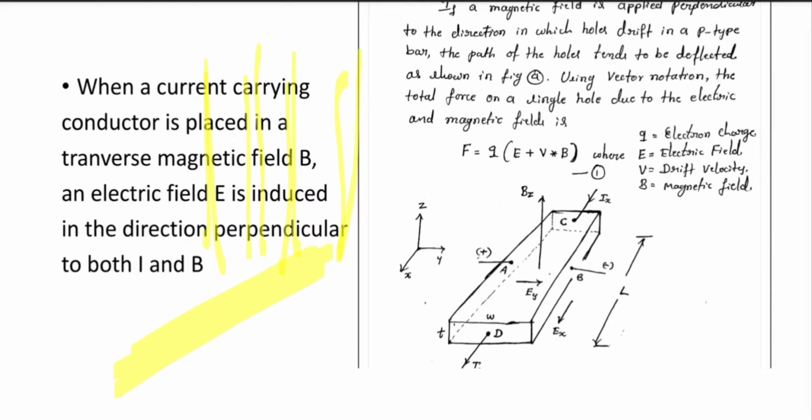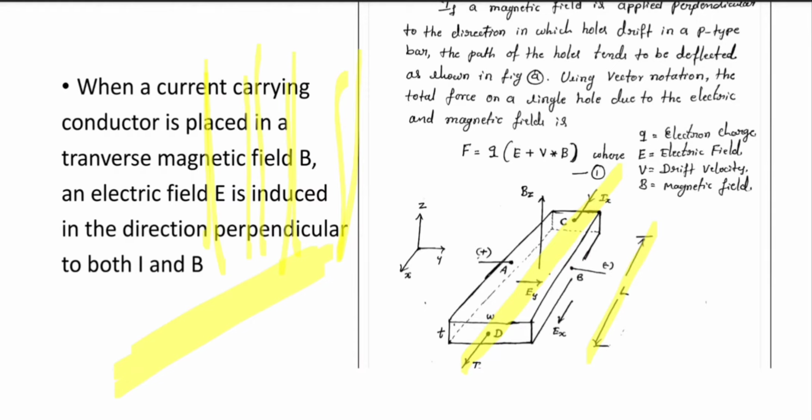So we know in a p-type semiconductor the majority carriers are holes. You can see the current carrying conductor is placed in the x direction, so you can see the notation Ix here. That is the same way the holes are moving. Holes are moving from C to D. The other two faces are marked as A and B. Length of the conductor is L, thickness is T and width is W.